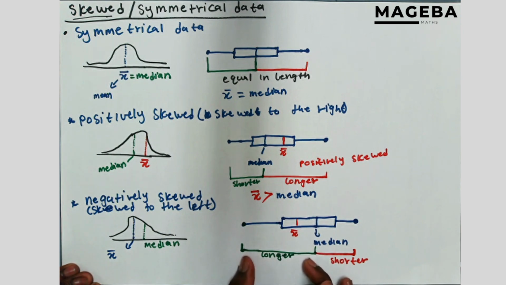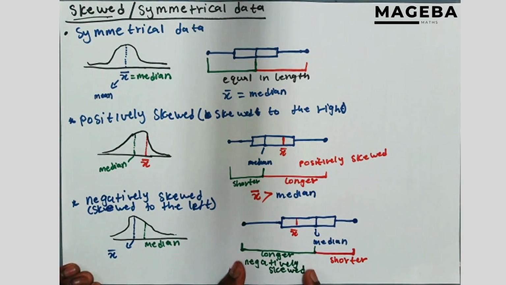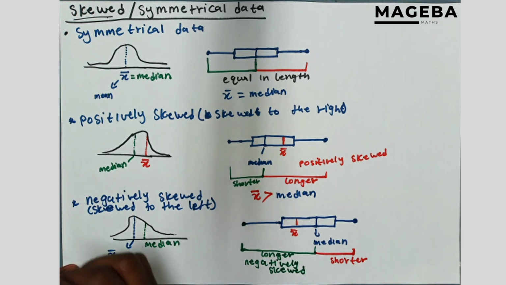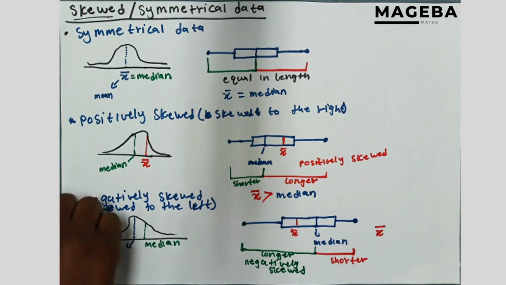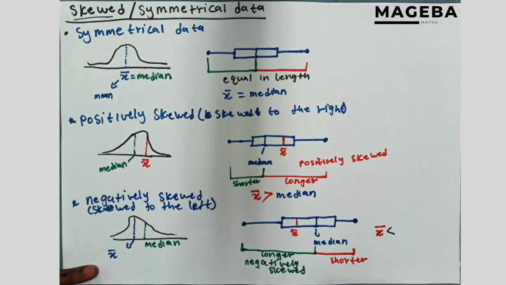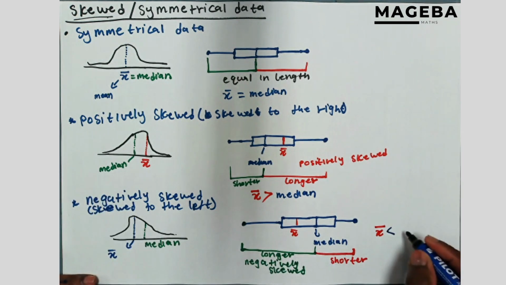If this one is longer, now my data is what? It's negative. What? Skewed. It's negatively skewed, or skewed to the left. Another thing that is very important here: my mean is less than what? Than my median.